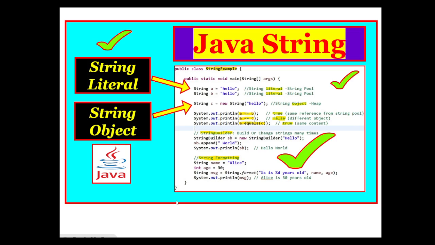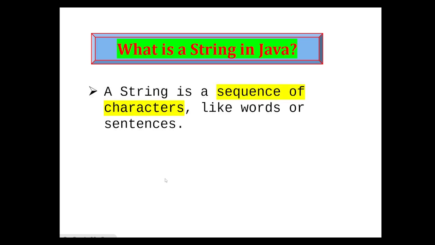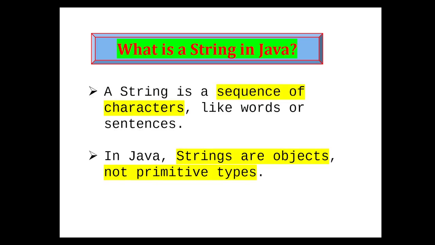Before we go ahead, we first need to know what a string is in Java. A string is a sequence of characters, like words or sentences. In Java, strings are objects, not primitive data types. Primitive data types are types like int, byte, short, boolean. String is a different data type that does not belong to the primitive data types. So strings are basically objects in Java.